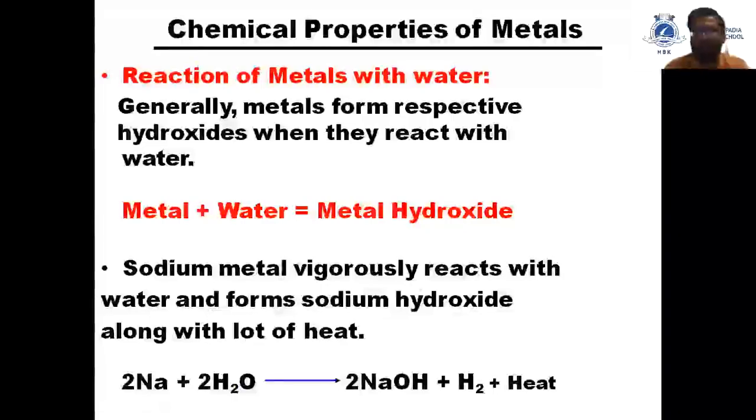The second chemical property of metals is the reaction of metals with water. Generally, metals form the respective hydroxide when they react with water. Yes, when a metal reacts with water, it forms a metal hydroxide, and these metal hydroxides are also basic in nature because they turn red litmus paper into blue.